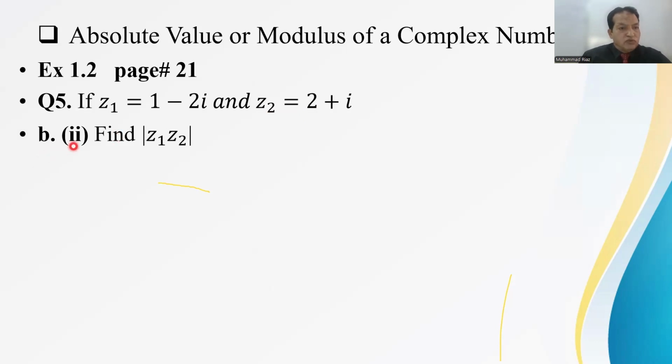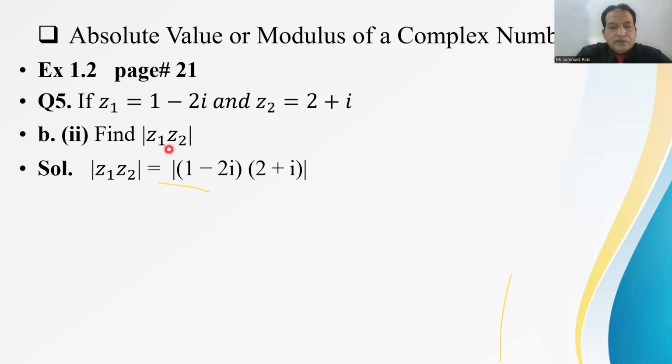Now students, we will solve an example for question number 5 part B, part 2. That is, question number 5 part B's part 2 is: find the absolute value of the product of two complex numbers z1 and z2. Now everybody listen carefully. Solution: the absolute value of the product of z1 and z2 is equal to the absolute value of z1, 1 minus 2 iota, and z2, 2 plus iota, in product form inside the absolute value symbols.